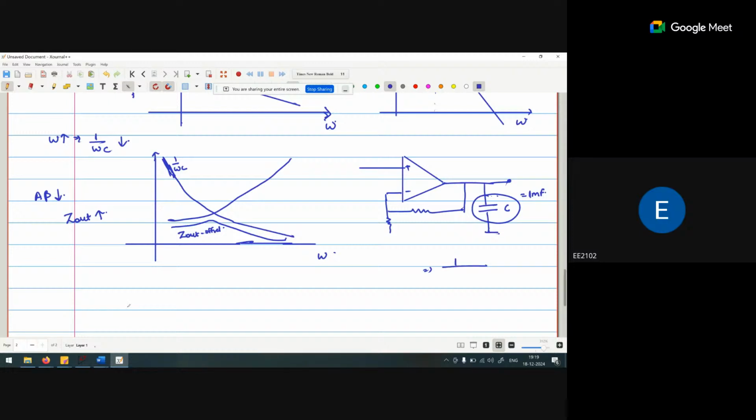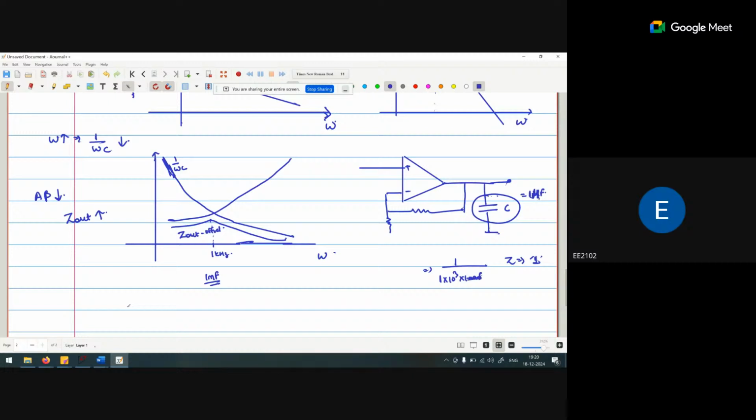What is the effect of this one? When I have the frequency 1 kilo ohm multiplied by the 1 millifarad, what is the Z value? Z value is 1. Okay, so if I am using the 1 millifarad capacitor, it will be 1 kilohertz.